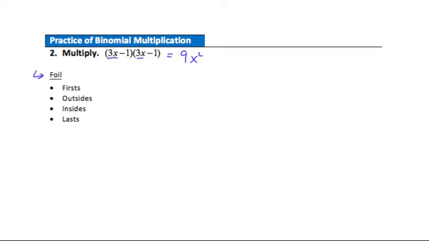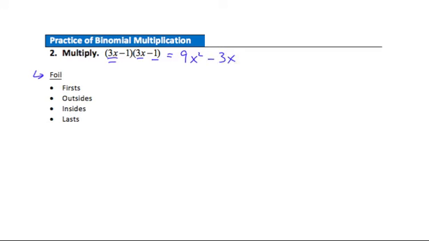Okay, outsides, that would be the 3x and the negative 1. Well, a positive 3x times a negative 1 is going to give me a negative 3x. All right, insides, that's going to be our negative 1 and our positive 3x. Well, a negative 1 times a positive 3x is again going to give me a negative 3x. And then finally the lasts, that would be negative 1 times negative 1.